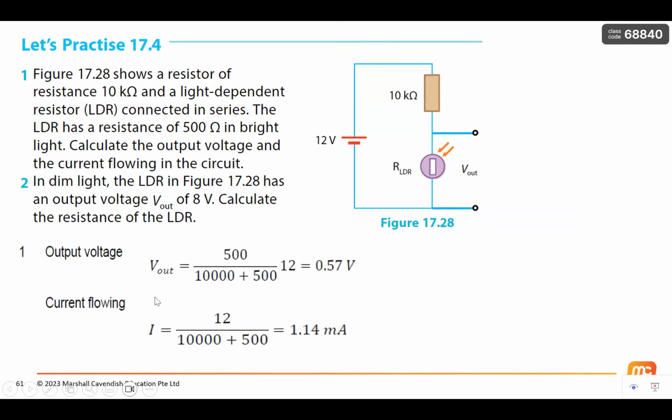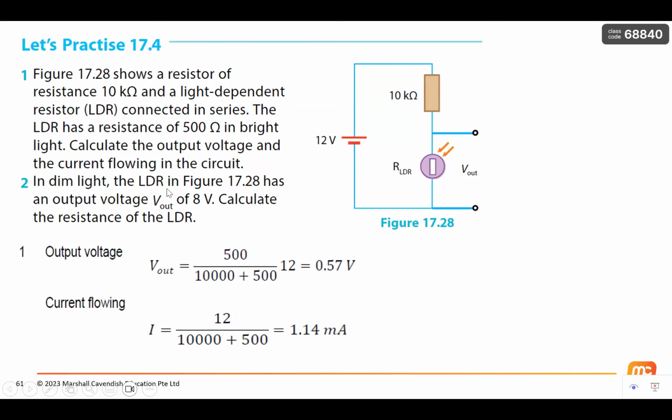So the first step, output voltage will be 500 over 10 kilo ohms, which is 10,000 ohms, plus 500, the total of it, times 12 volts. So it's 0.57 volts. So that is the output voltage. And what is the current flowing in the circuit? I equals V over R. So I have 12 volts for the whole circuit over the total resistance, which is 12 over 10 kilo ohms plus 500 ohms. So that is my current in milliamperes.